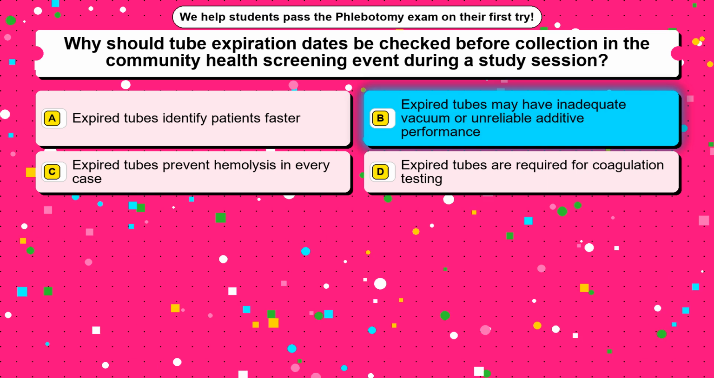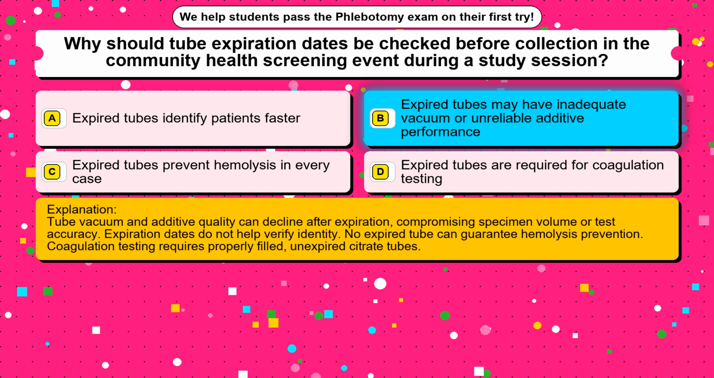The correct answer is option B. Expired tubes may have inadequate vacuum or unreliable additive performance. Tube vacuum and additive quality can decline after expiration, compromising specimen volume or test accuracy. Expiration dates do not help verify identity. No expired tube can guarantee hemolysis prevention. Coagulation testing requires properly filled, unexpired citrate tubes.